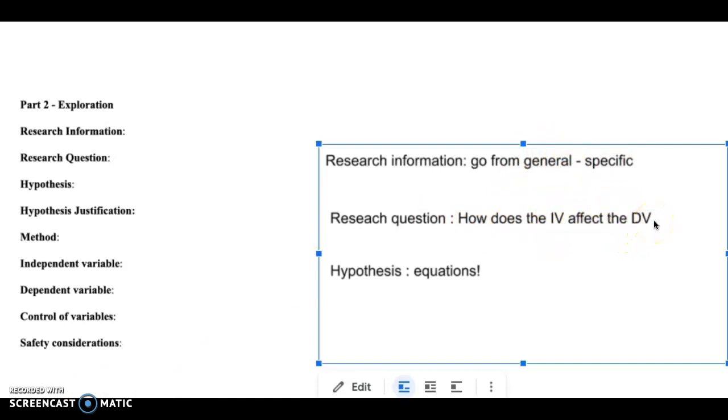And the research question always follows the same structure. How does the independent variable affect the dependent variable? So how does the angle of the hockey puck affect the range of the puck? How does the temperature of the oil affect the amount of expansion? How does the temperature of the string affect the frequency, right? So always follow that structure.